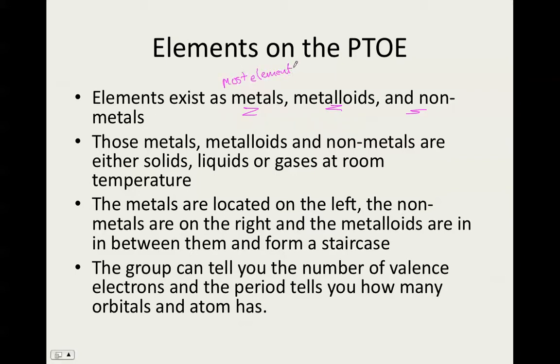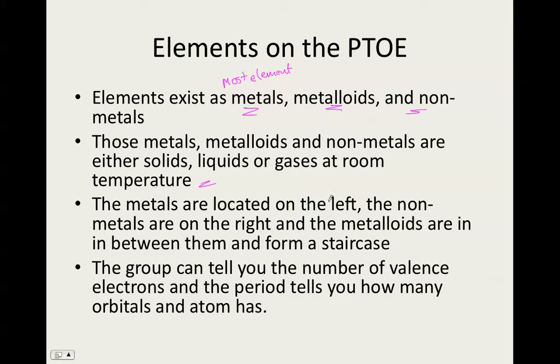Okay, and most of them are in the solid state. There are some nonmetals, and some of them are gases and some of them are solids as well. There's only a couple liquids on the periodic table. Mercury is one of them, and that's a liquid metal at room temperature. Bromine is another one, and that's a liquid nonmetal at room temperature. These metals, metalloids, and nonmetals are either solids, liquids, or gases at room temperature, like we just said.